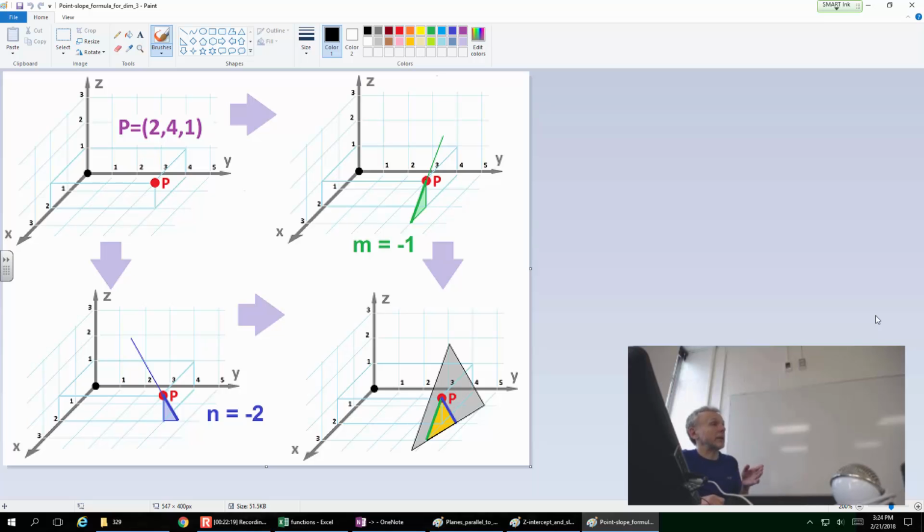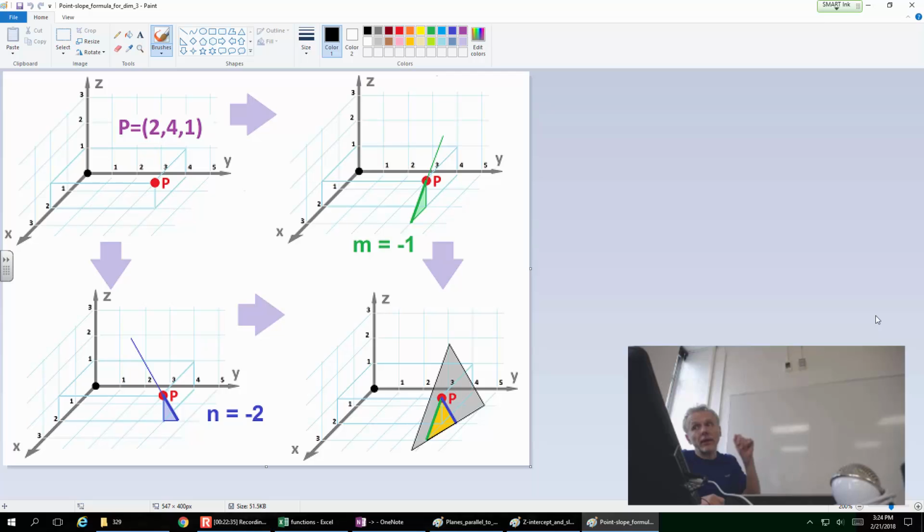How do I get the plane? We went in the opposite direction yesterday, or last time. So what's happening, look at it. I started with point P, and then just like I was building a line in the one-dimensional case, I draw a line with that slope.